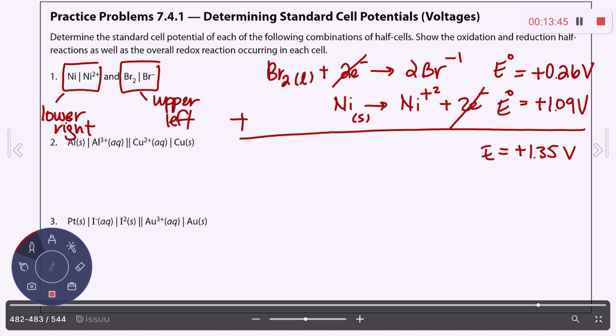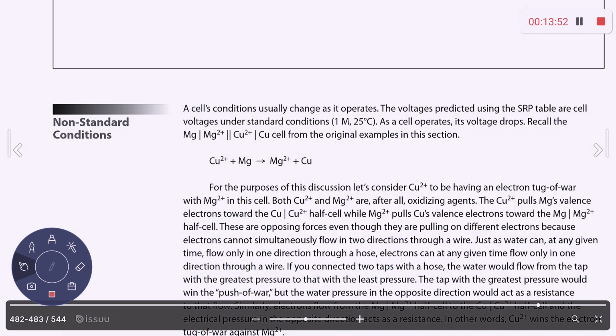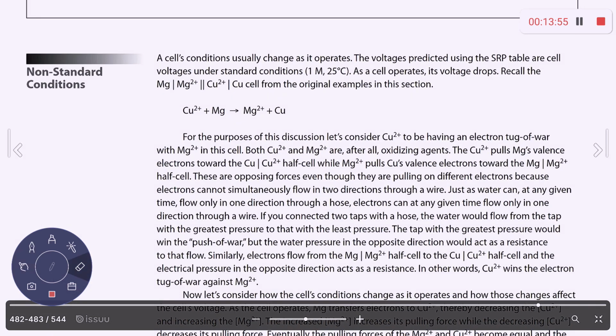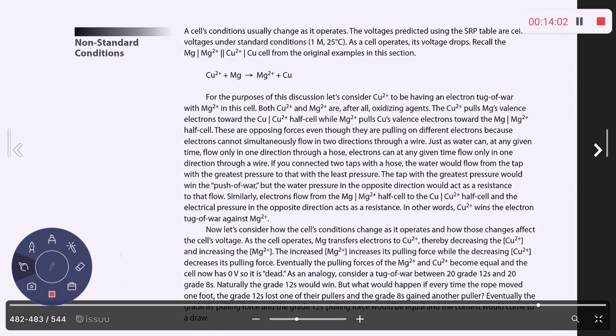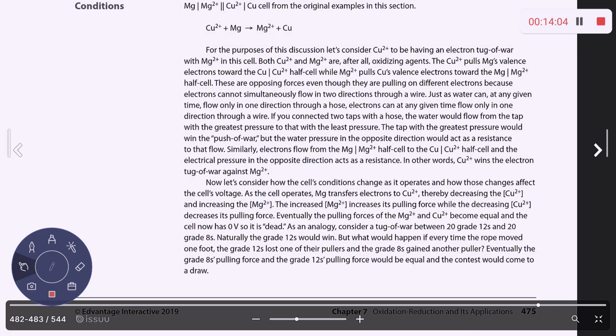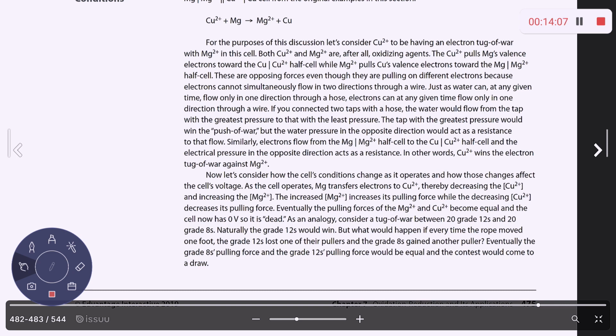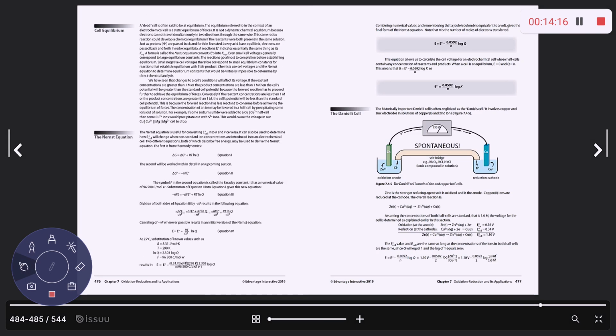Okay, let's talk about non-standard conditions. So underneath here, for non-standard conditions, that means you're not at 1 molarity and you're not at 25 degrees Celsius. I'm going to let you read this. Go to the next page. So read non-standard, read cell equilibrium.